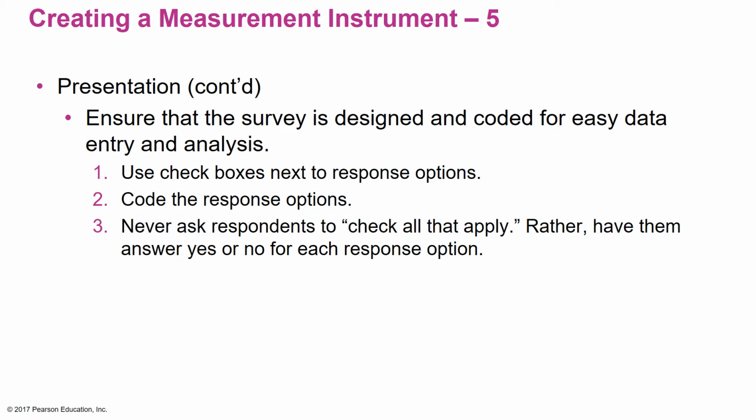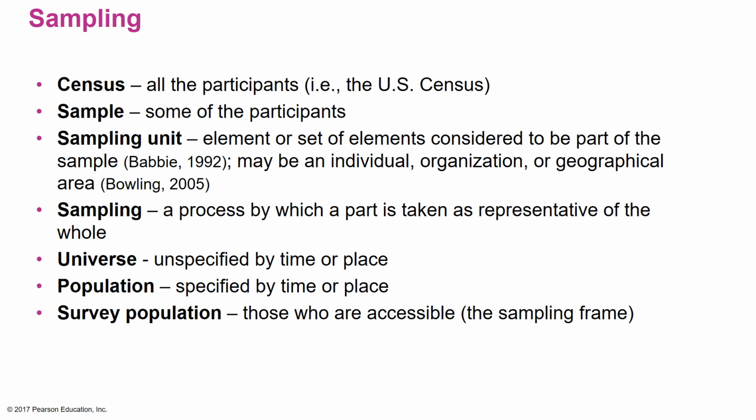for each possible response, you just have a yes or no question. Okay, so how are you going to sample? Okay, so we have the census. It'd be all the participants. A sample, instead of the entire population, we're only interested in some particular subgroup, right? So our sample is a much smaller number than the entire pool of participants we have to draw from. Okay, sampling unit. Element or set of elements considered to be part of a sample, may be individual, organizational, geographic. Again, some type of characteristic that individuals possess that you use to bring them together as a sampling unit.